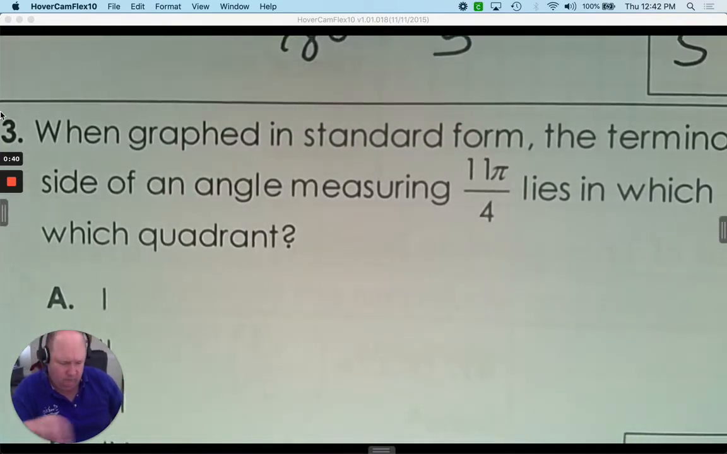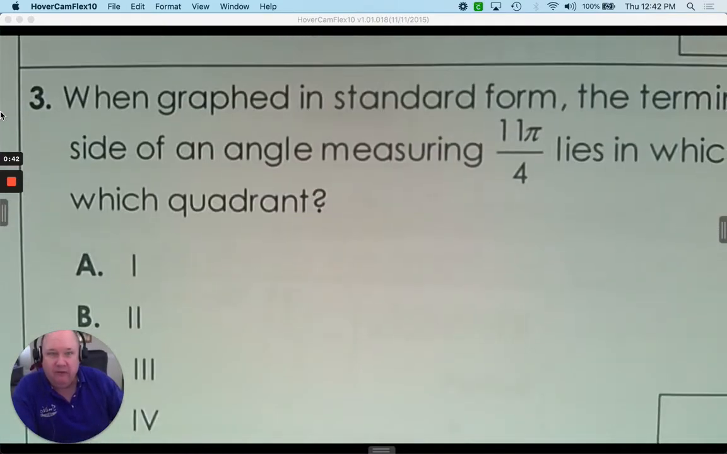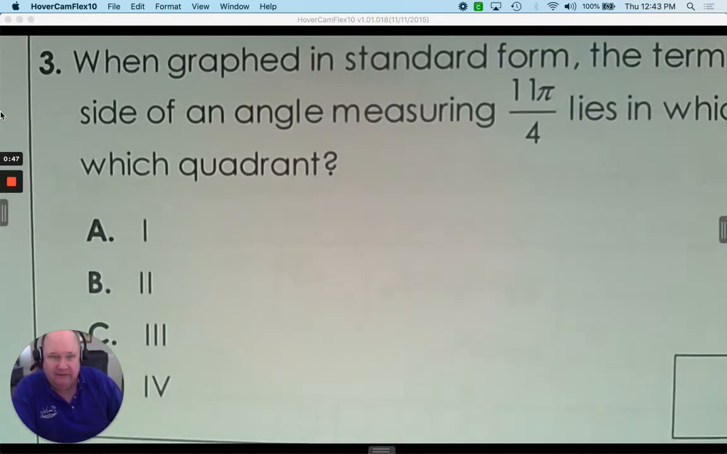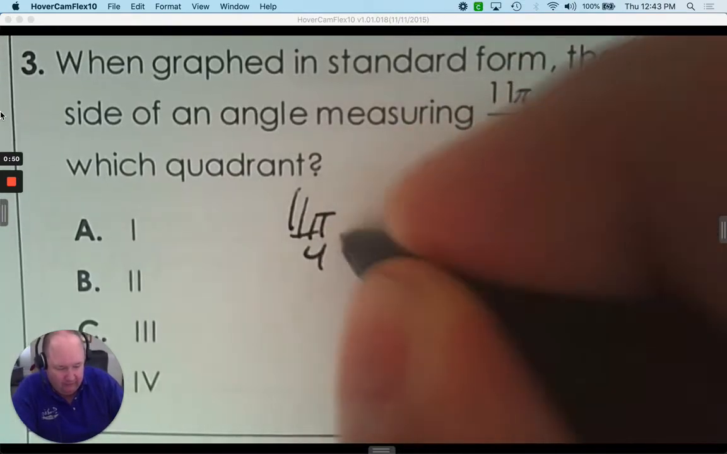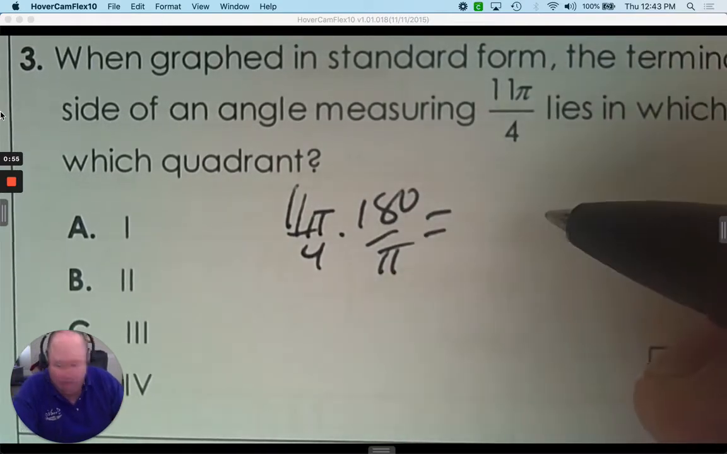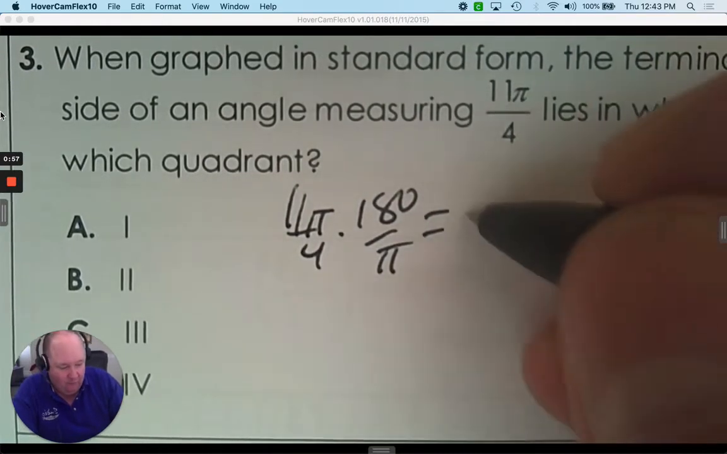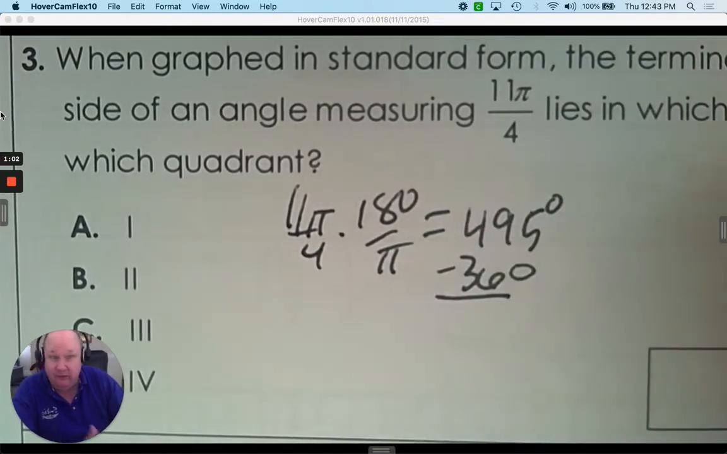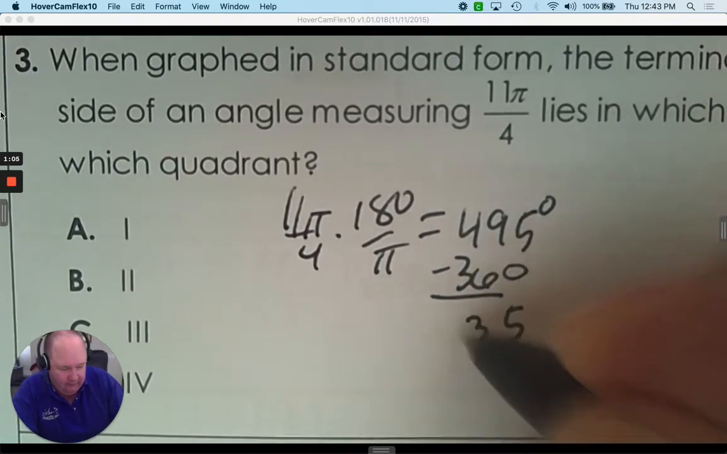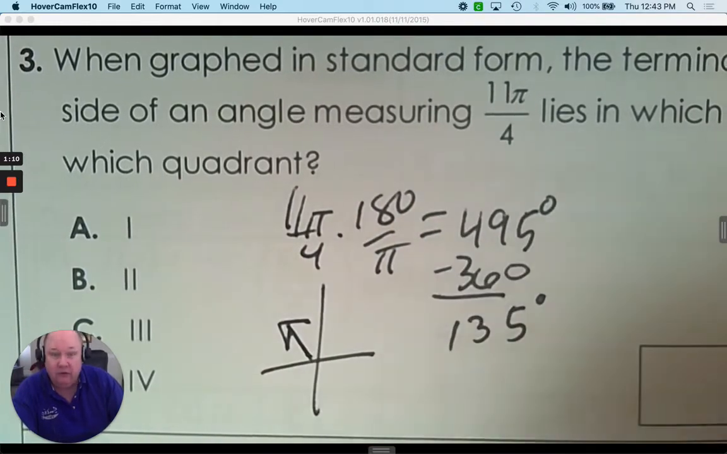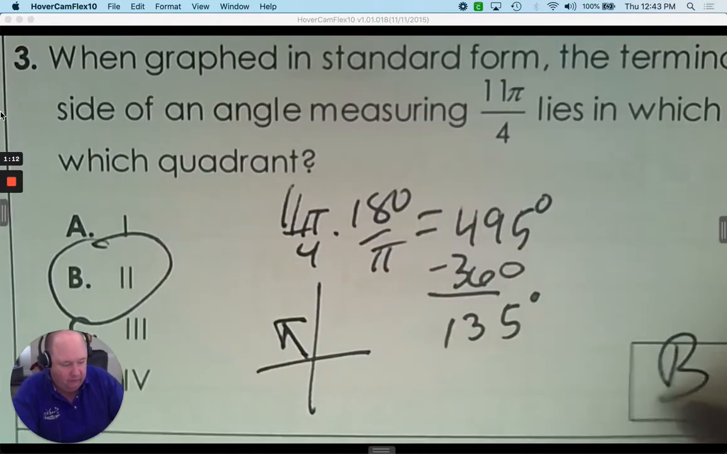Number 3. When graphed in standard form, the terminal side of an angle measuring 11 pi over 4 is in which quadrant? Well, likely you're going to want to convert it. So if I convert that by multiplying it by 180 over pi, I get 495 degrees. If I subtract 360 to find the coterminal angle that goes with it, that's 135, and then 135 is in quadrant number 2 if you draw it. So the answer there is B. Again, a point if you can do that.